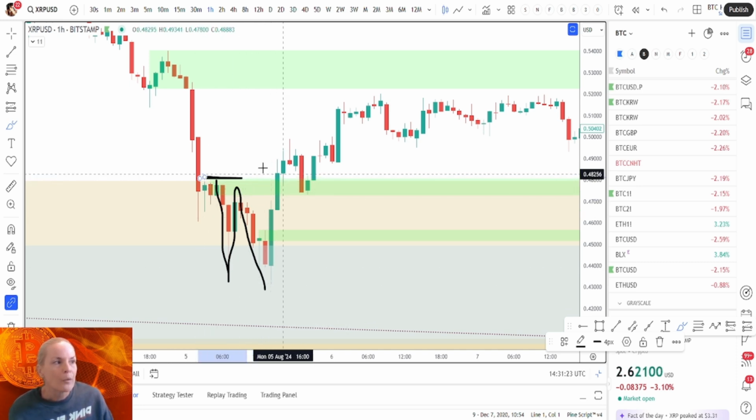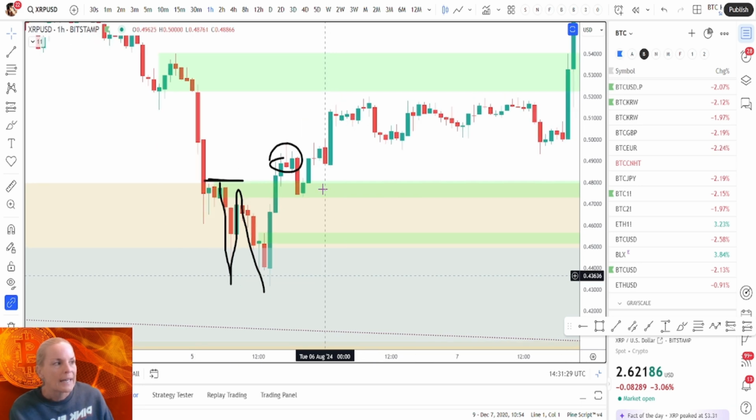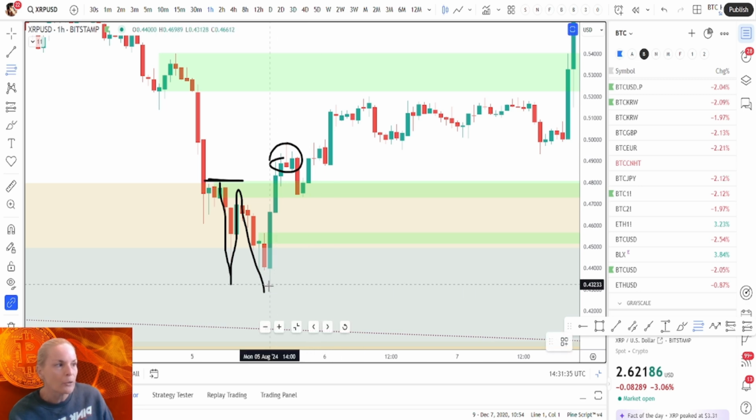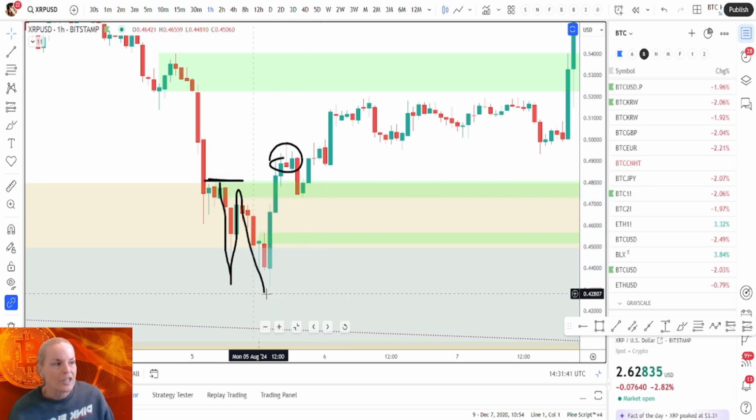So once that breaks here, you can then look for an entry on a retracement. And again, it's up to you. I would suggest at this point, you know, you're waiting for that retracement into the golden fib zone, which, like I say here, you just didn't get. So it's up to you. I mean, you could just enter immediately with your stop down here.